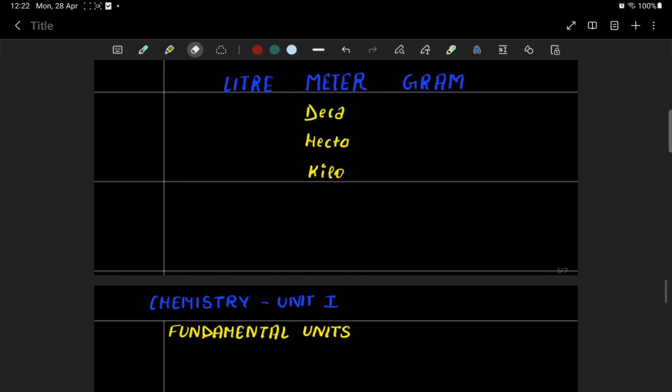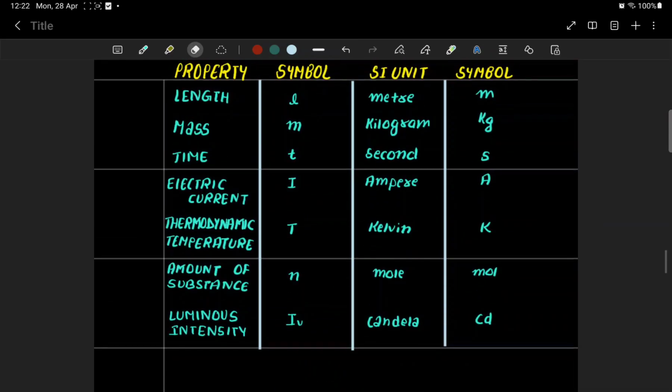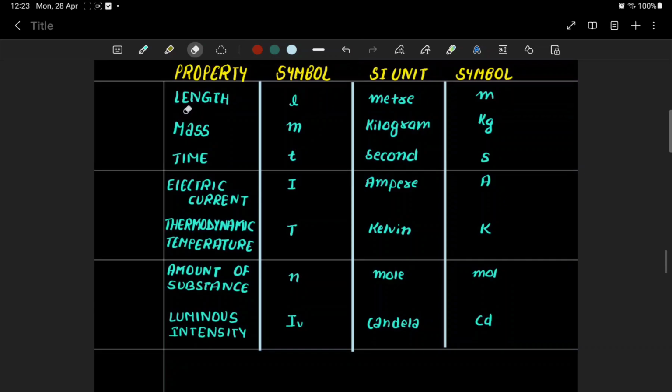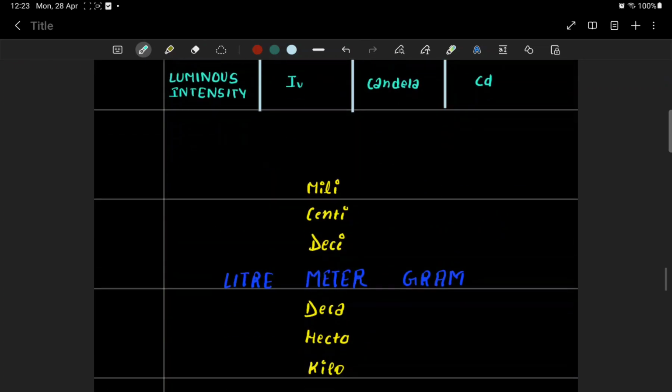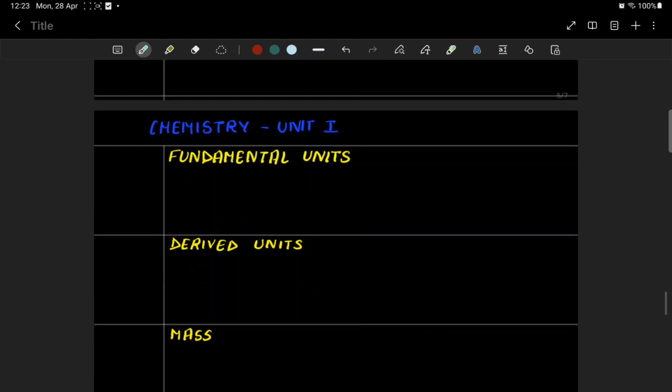So earlier we left at the 7 base units, right? When we say 7 base units, these are the fundamental units. Fundamental is something that is basic, that is independent, and we further move on from it and derive other units. So we can see that fundamental units are basic independent units.